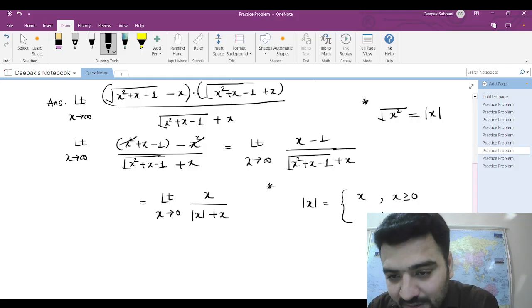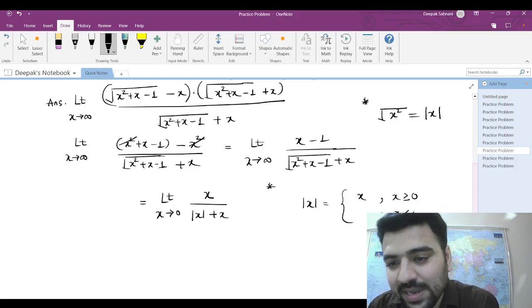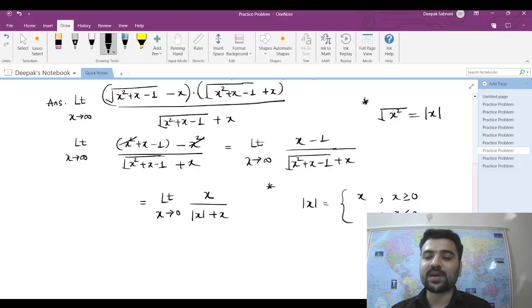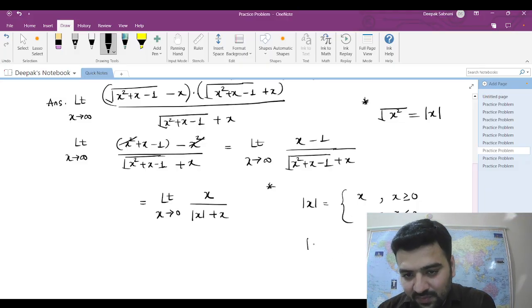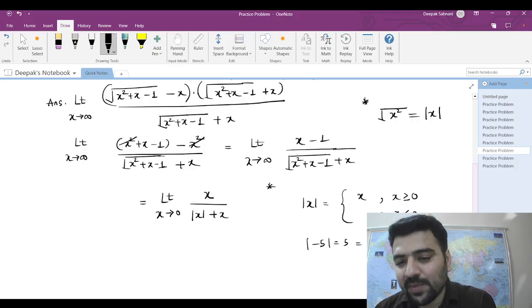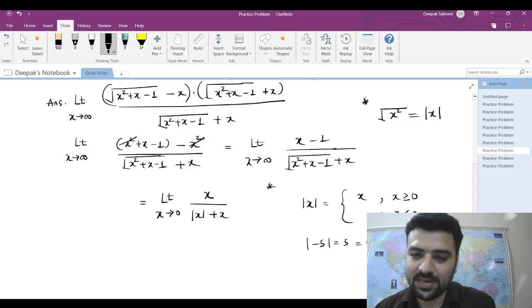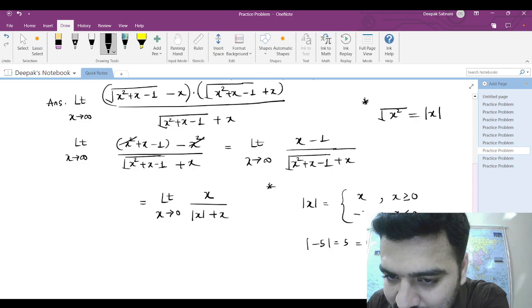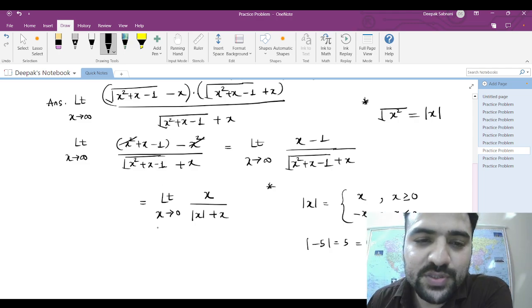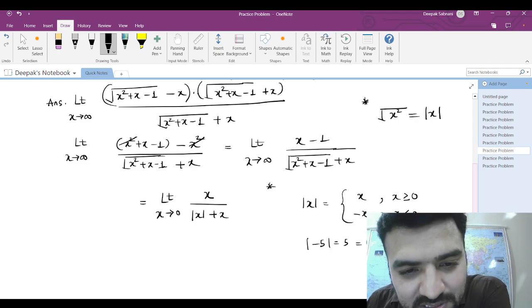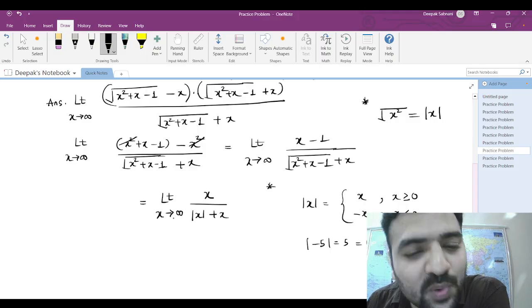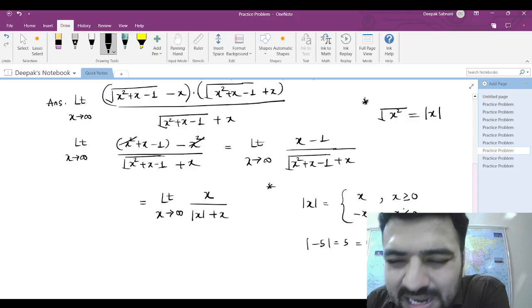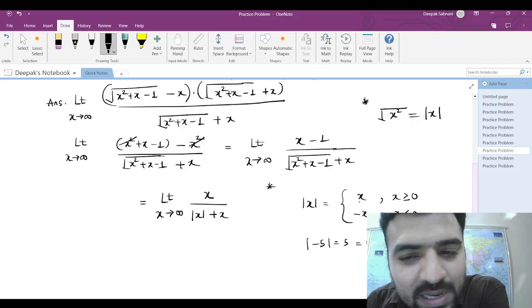Now, if you put a negative value inside mod, say minus 5, what is mod of minus 5? It is 5. But how? Actually, it will multiply by minus 1 to minus 5, then you are getting plus 5, right? So if you are putting a negative value inside mod, you will get minus x. Now x tends to infinity, which is a very large positive number. So when you are putting a very large positive number, x will come out as it is.